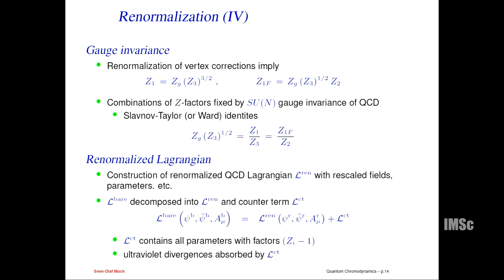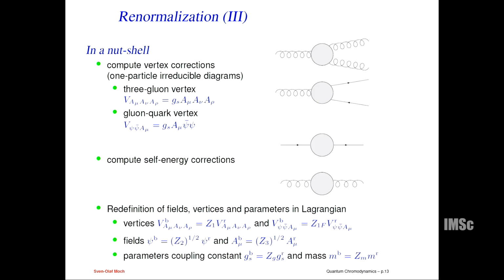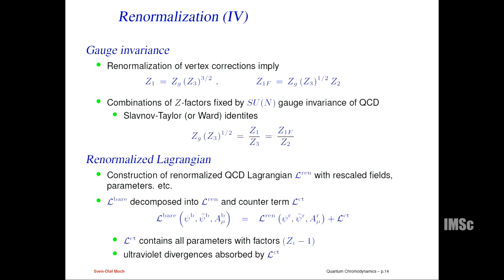And these types of relations, you can write them in different combinations, and they go under the name of Slavnov-Taylor or Ward identities, and they are a consequence of gauge invariance of QCD, meaning you can do many computations for all of these quantities in your gauge theory of QCD, and in the end, these factors which you've introduced must be related in precisely this way. And if you don't find such a relation, it typically means that you have a mistake in your computation.